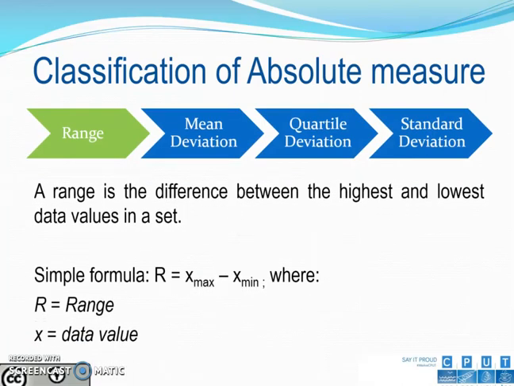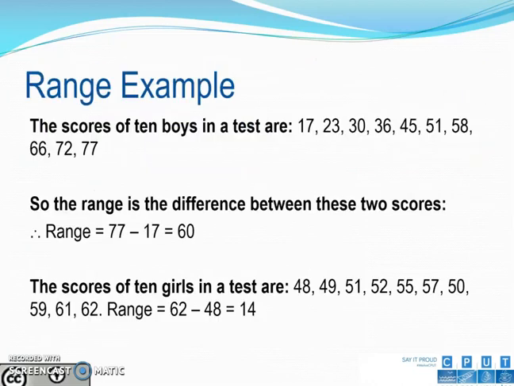What is range? If somebody will ask, we have defined it as the difference between the highest and the lowest data values in a set. There is a simple formula that is used to calculate range, where you have R is equal to X max minus X min, where R is the range and X is the data value. The primary advantage of this measure of dispersion is that it is relatively easy to calculate.